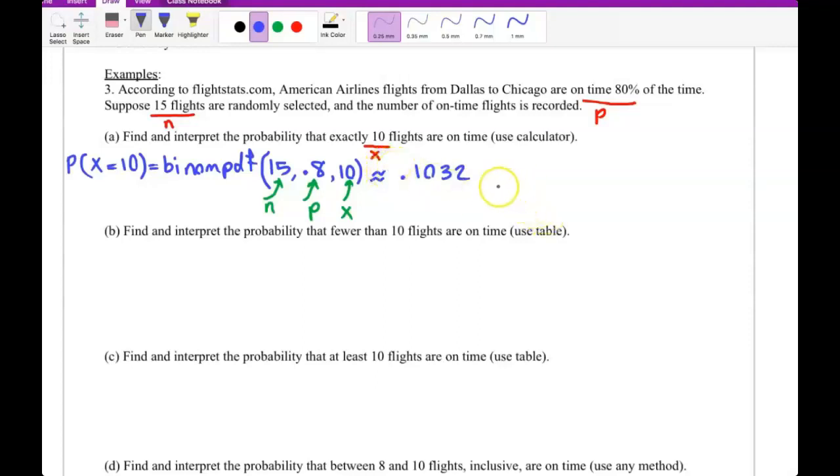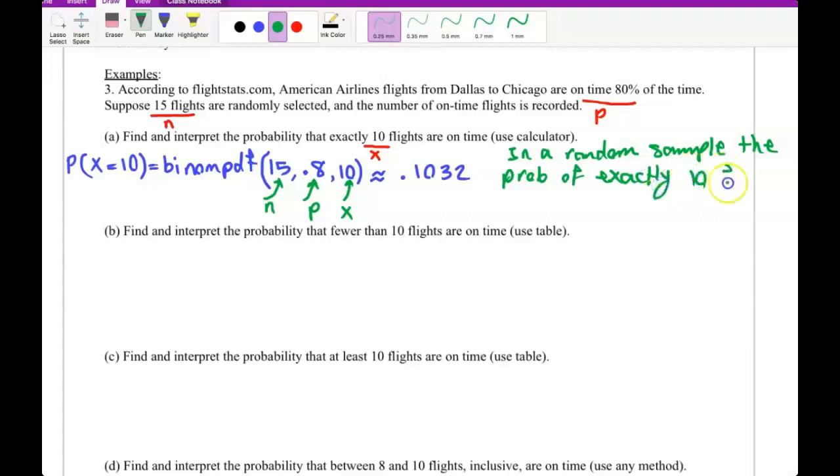Okay, now interpreting this part. In a random sample, the probability of exactly 10 flights being on time is 0.1032.